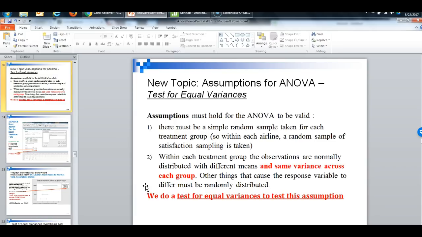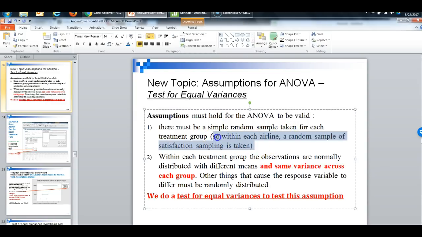The underlying assumptions are as follows. We have to have these assumptions hold in order for the ANOVA to be valid. There must be a simple random sample taken for each treatment group. So basically within each airline, a random sample of satisfaction is taken. We take a random sample of people. We can't just take young people, we can't take old people, we can't take crabby people. We've got to take a random sample of the population as a whole, so then we can infer information about the whole population. So the sample has to be random.